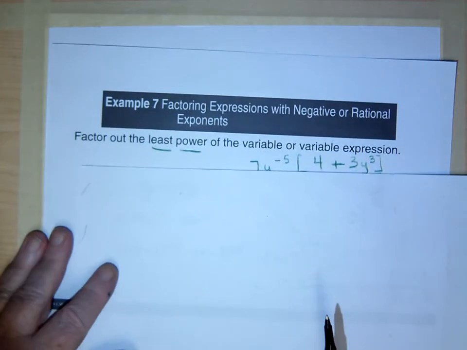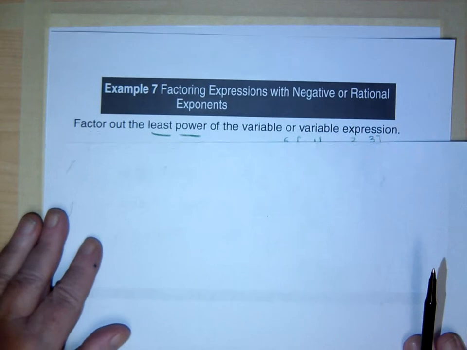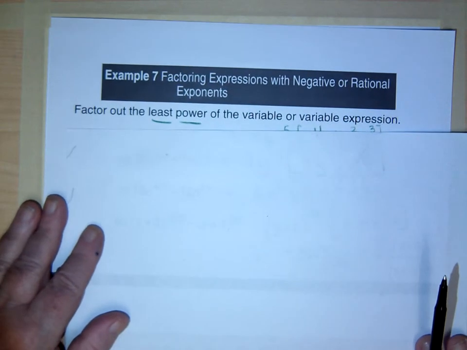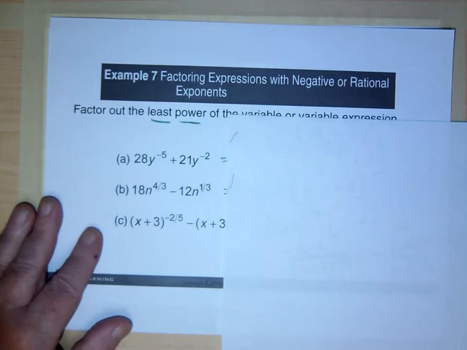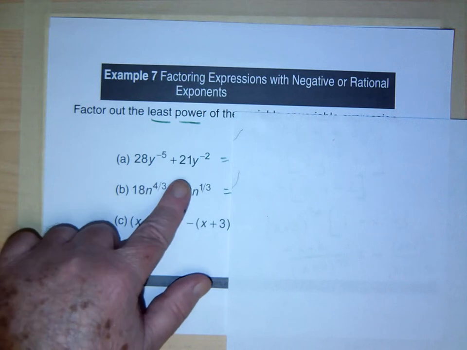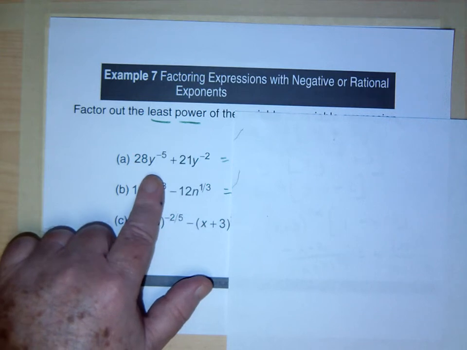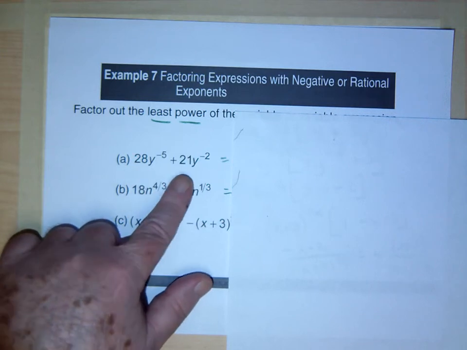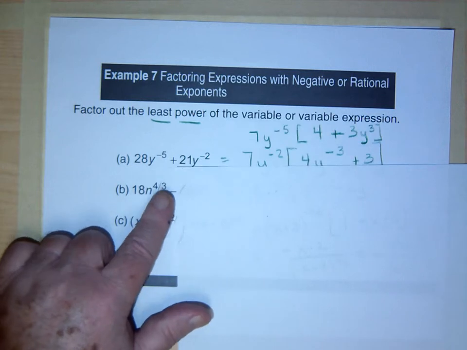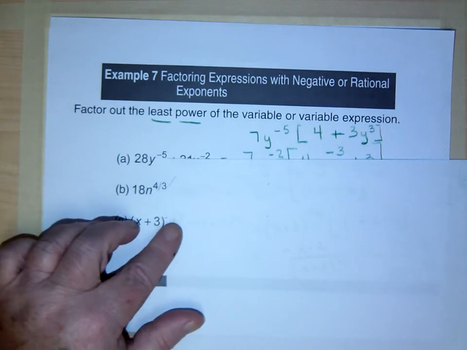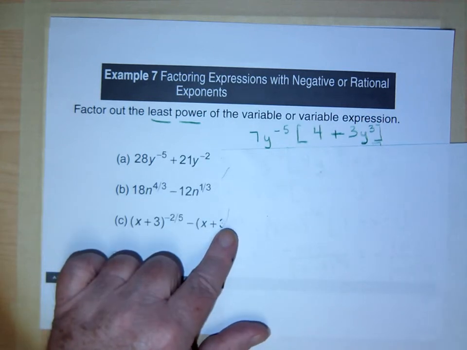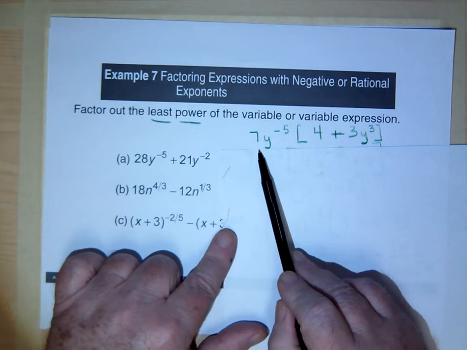Here the directions say we want to factor out the least power of the variable or variable expression. So here, we're looking for the least power. Now the least power is going to be the most negative number here, so I'm going to be factoring out y to the minus 5, and there's a common factor of 7 there. So if I factor out y to the minus 5 on that one, I will factor out the 7 and the y to the minus 5.